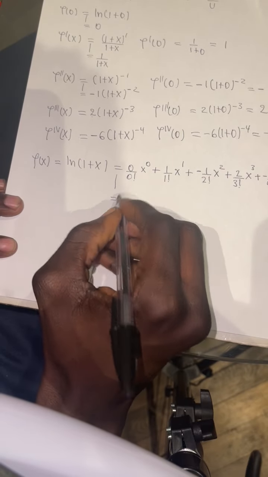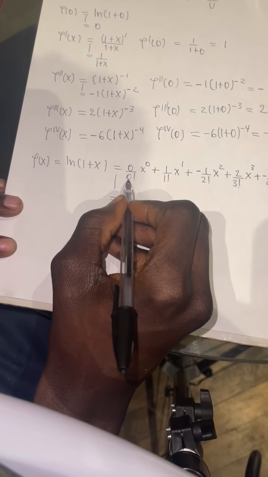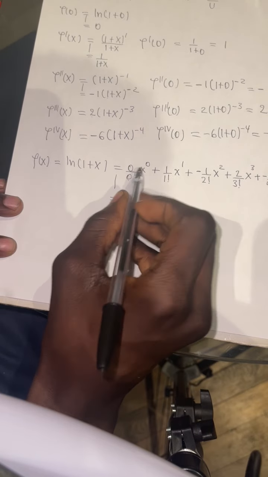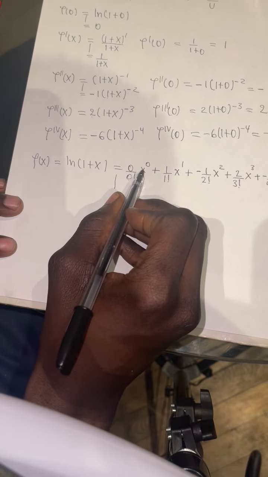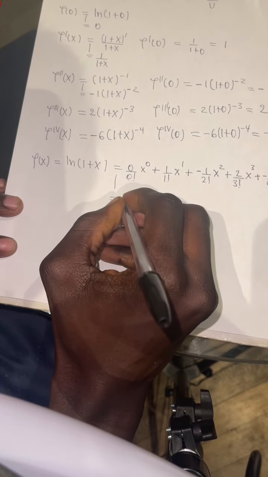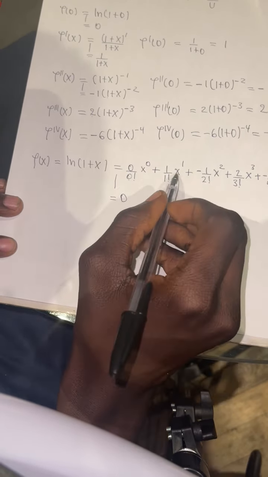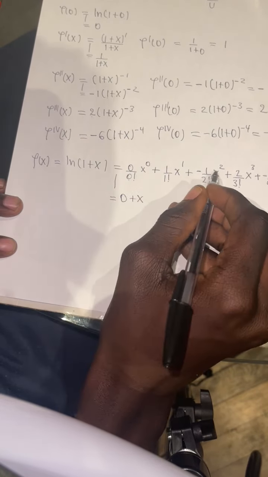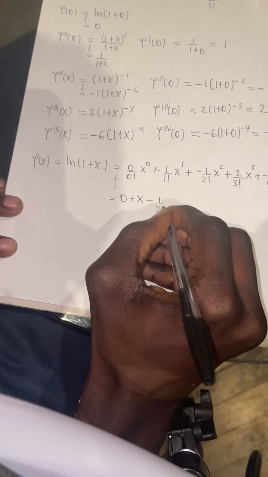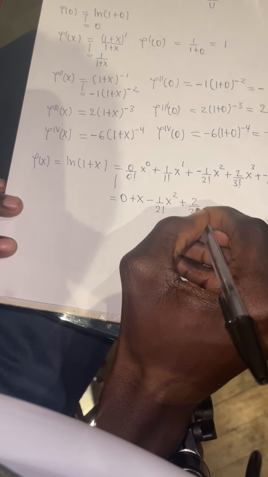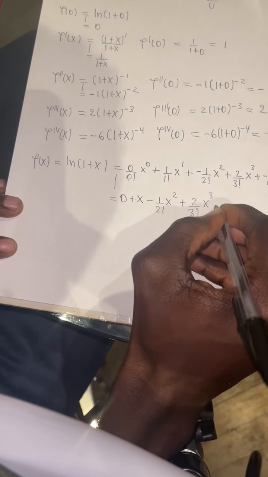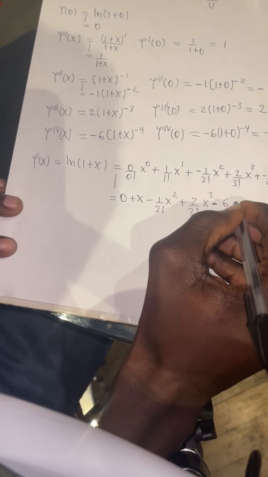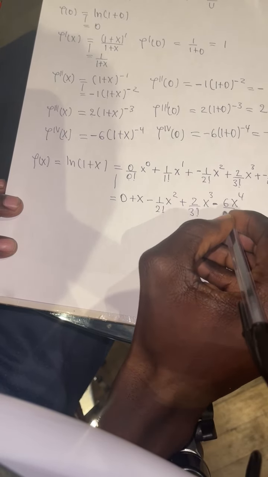So we know already factorial of 0 is 1. So this, we're just going to have 0, 1, and then 1 times 0 we're just going to have 0. So this we're going to have 0, and factorial of 1 is 1, x to the power 1 we're just going to have x. So this we're just going to have minus half of x squared, and then this we're just going to have 2 over 3 factorial of x cubed minus 6x to the power 4 factorial plus and so on.